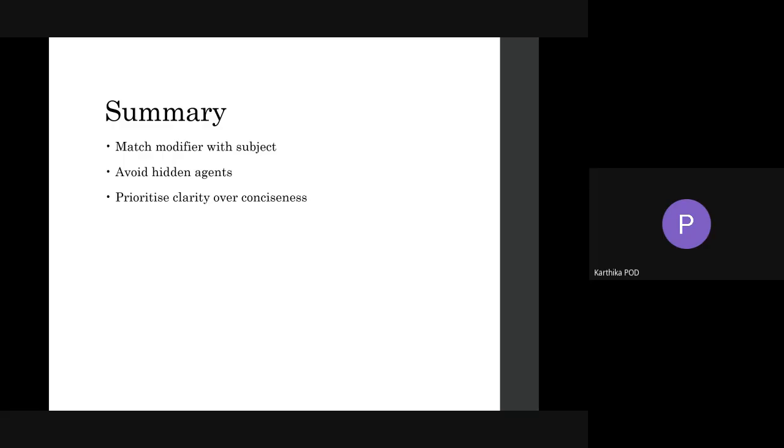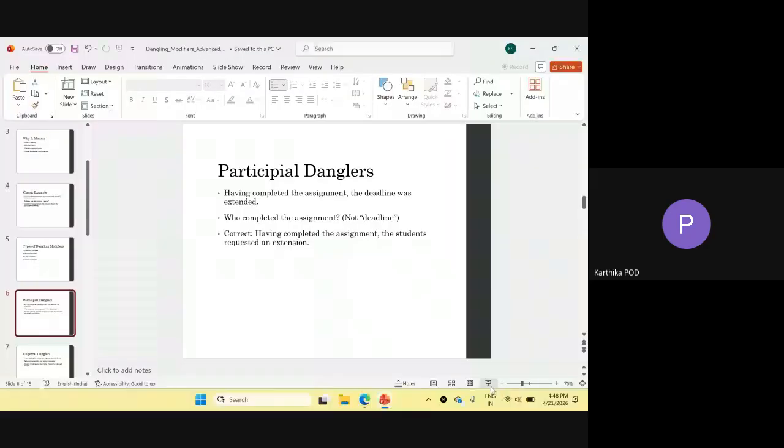But in the process of making the sentence concise or precise, sometimes you lose out on clarity. And dangling modifier is a perfect example of that. Right? Who did it? Sometimes that doesn't get answered there. Therefore, it is important to prioritize clarity over conciseness.